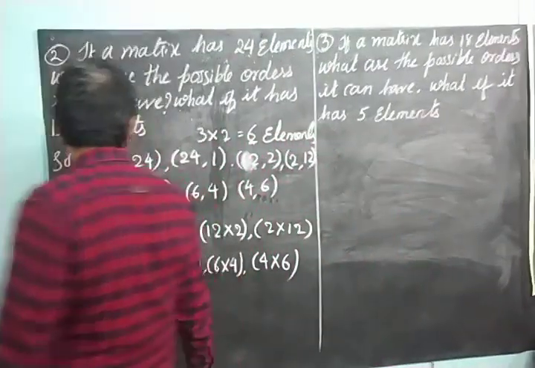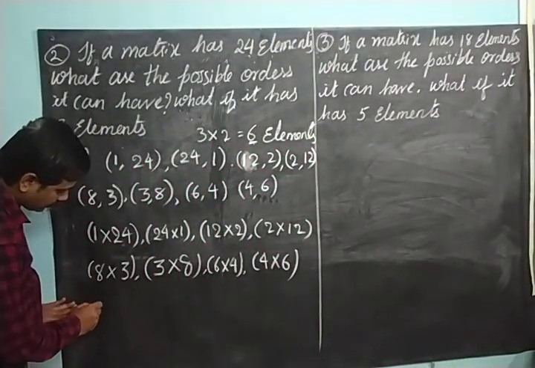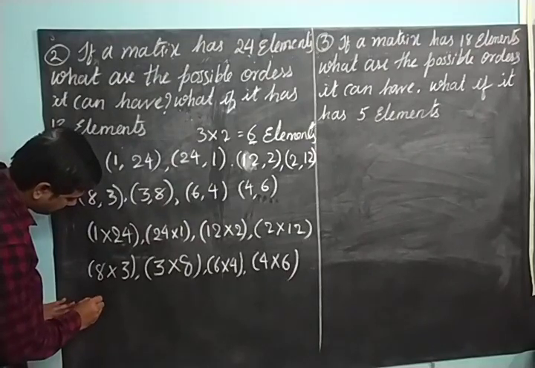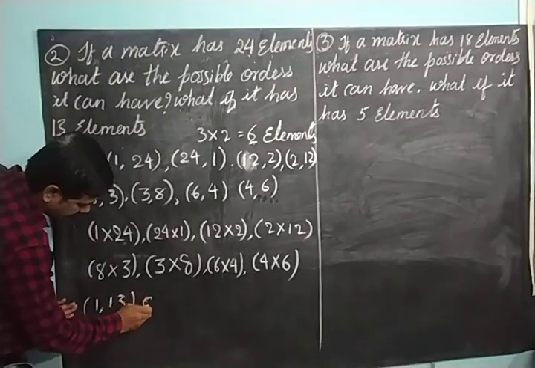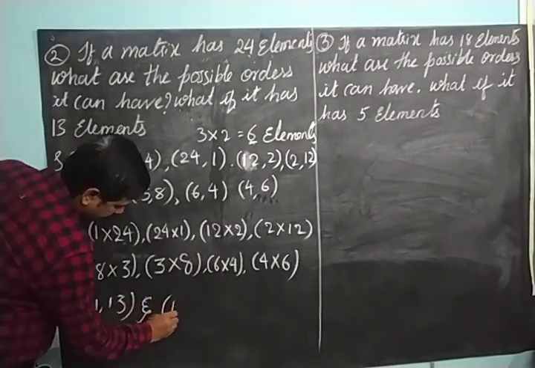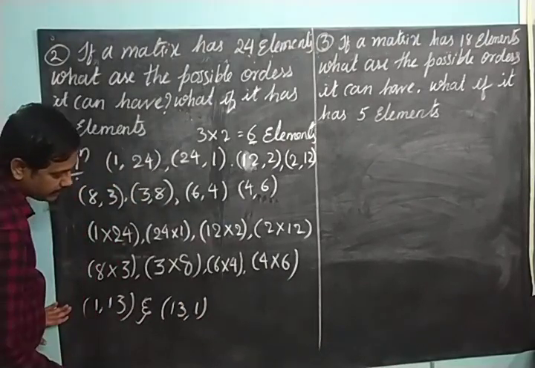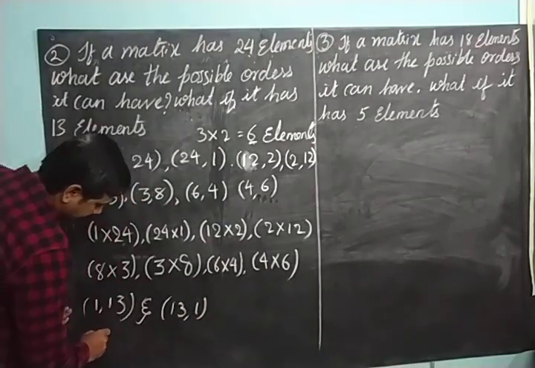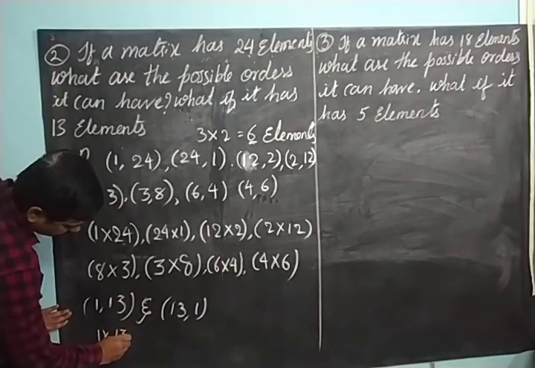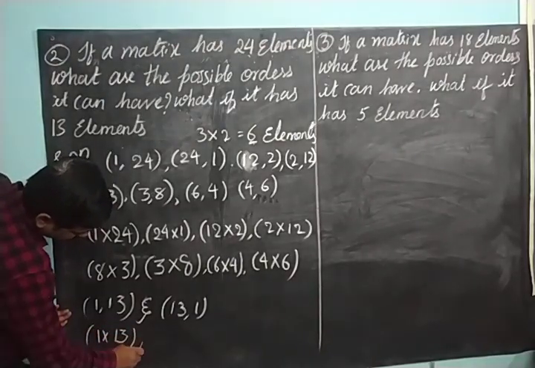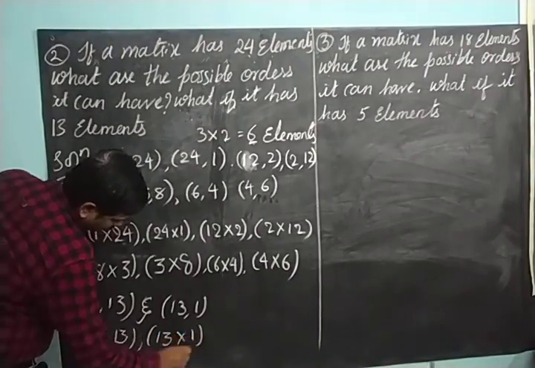So the possible orders are, what will be the possible order? 1 comma 13 and 13 comma 1. So what is the order of the matrix? 1 cross 13 or 13 cross 1.